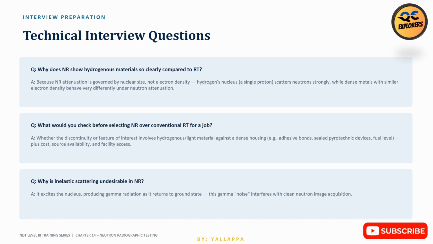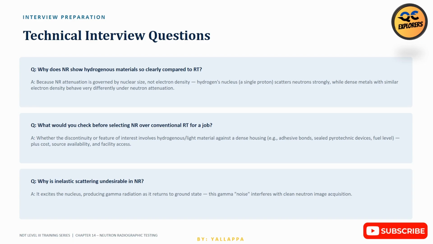A strong answer begins by identifying the inspection objective. If the component contains hydrogen-rich materials such as water, hydraulic fluid, lubricants, adhesives, rubber seals, plastics, or composite cores enclosed within metal, neutron radiography provides information that conventional radiography may not reveal. Always explain your reasoning rather than simply naming the inspection method.